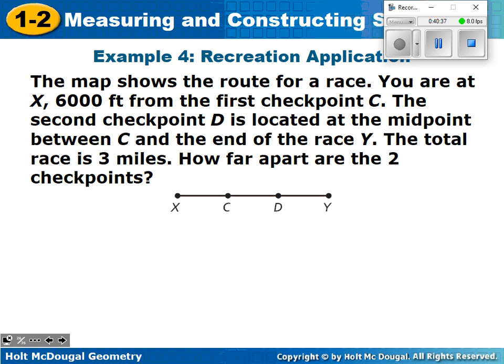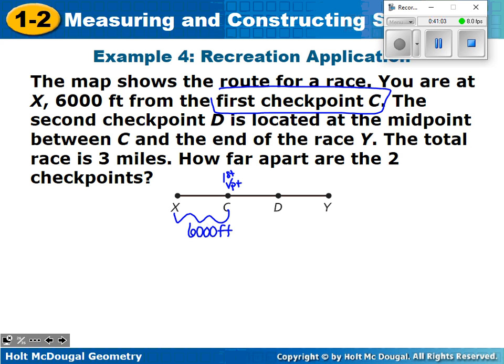So when you're getting a big word problem like this, always dissect it sentence by sentence and start drawing a picture and labeling your picture. It's going to help you so much. So the map shows the route for the race. You're at X, which is 6,000 feet from the first checkpoint C. So C is your first checkpoint, and X to C is 6,000 feet, right?